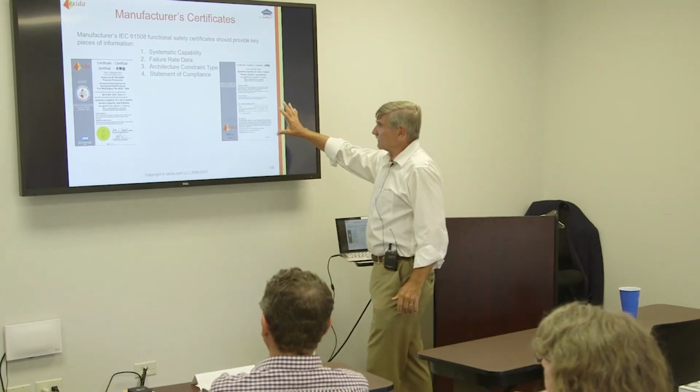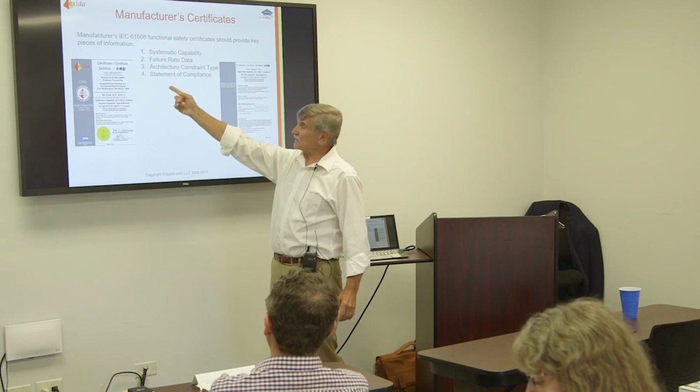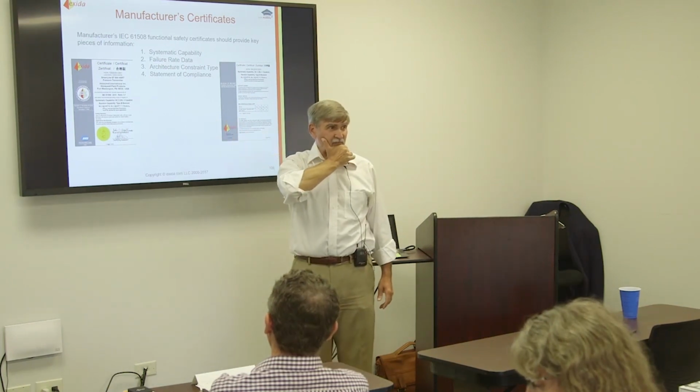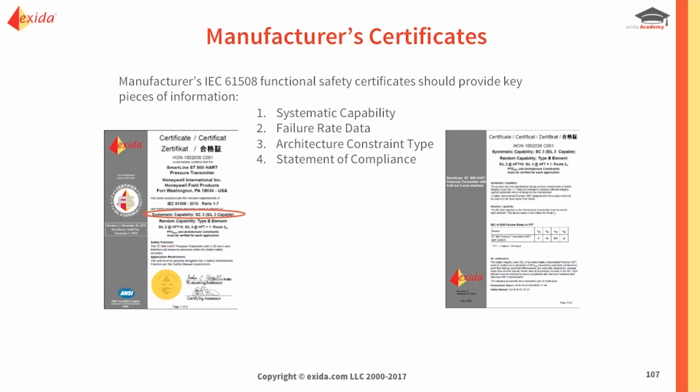Manufacturer certificates, however, should be giving you some important pieces of information. Systematic capability, failure rate data, architecture constraint type, and that's an A or a B, and I'll talk about those later, and a statement of compliance.